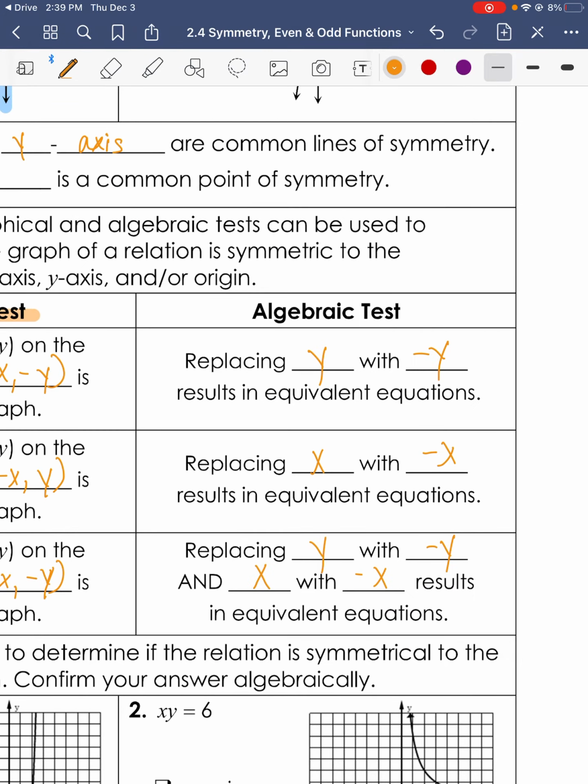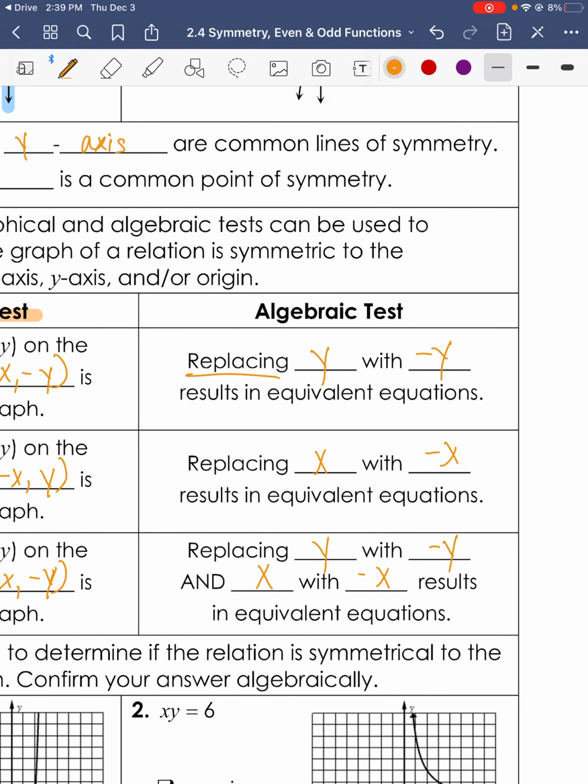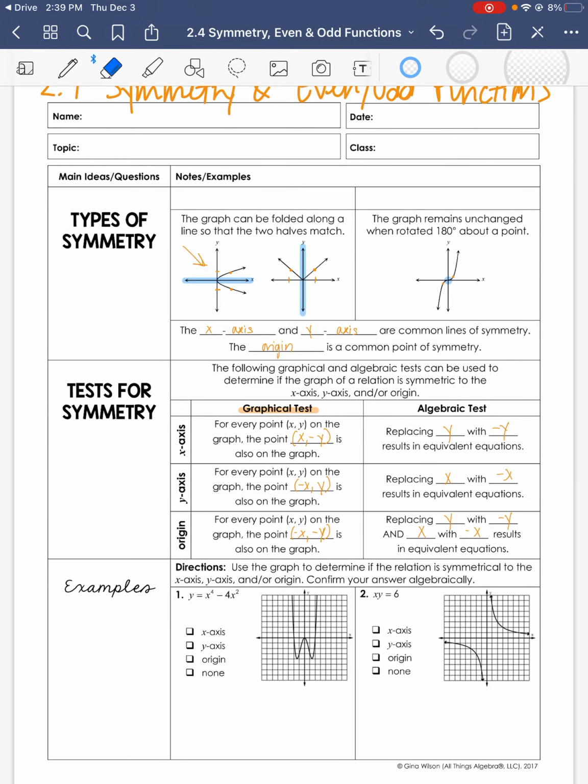And the algebraic test is fairly easy. To find symmetry about the x-axis, you replace y with negative y and see if the equation is the same. I'll show you what that means in some of the example problems. With testing symmetry about the y-axis, you replace x with negative x and see if the equation is the same or not. And for the origin, you replace both x and y with negative x and negative y and see if the equation is the same. So let's jump into these examples because it's a lot easier to see when you're doing the practice.